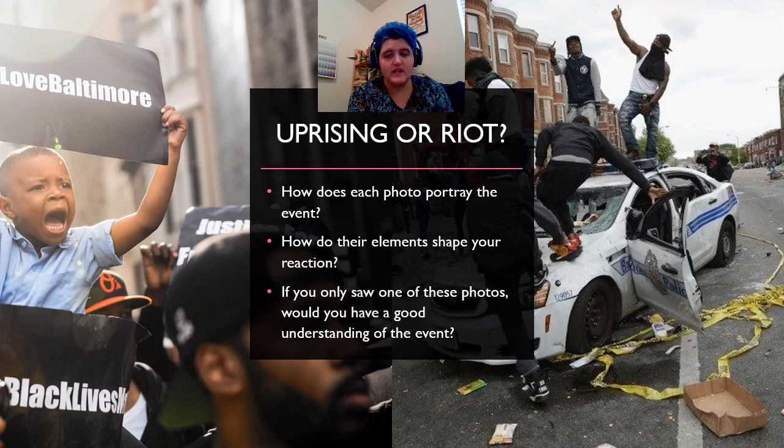I chose these two particular photos because these are two photos that I saw very often. I saw them over and over on social media, shared by different ones of my friends, never together. They always were sharing the images of the people on the police car or the images of the people with the child as the representative image of the protest.